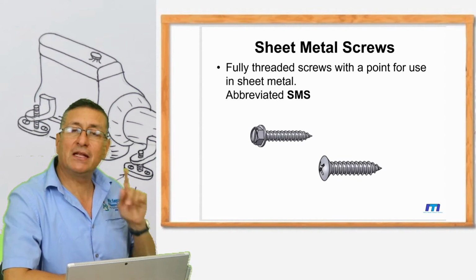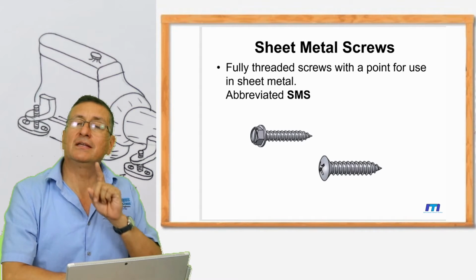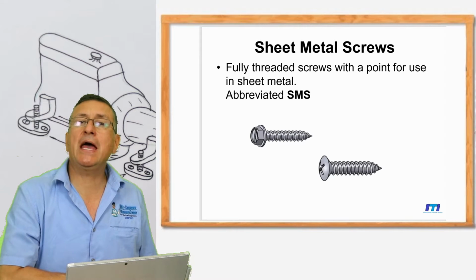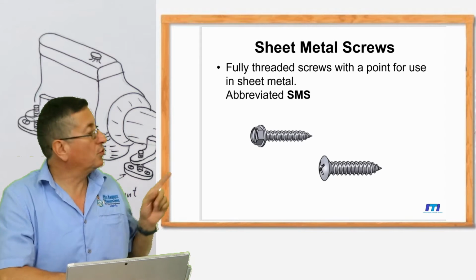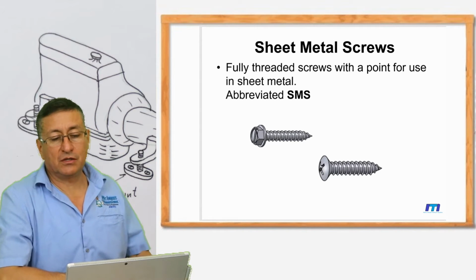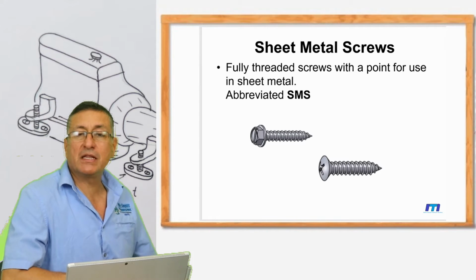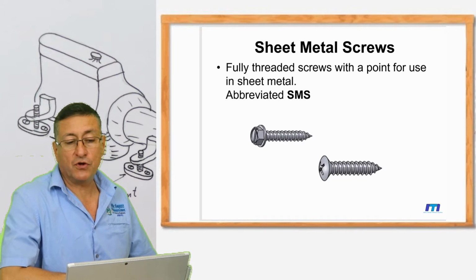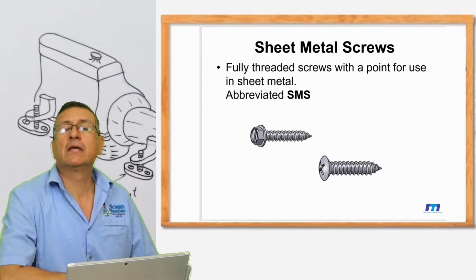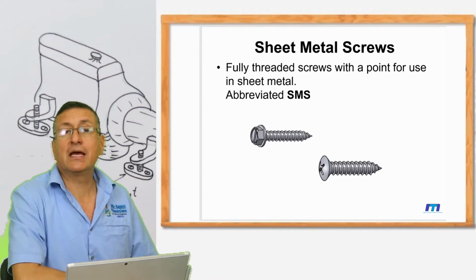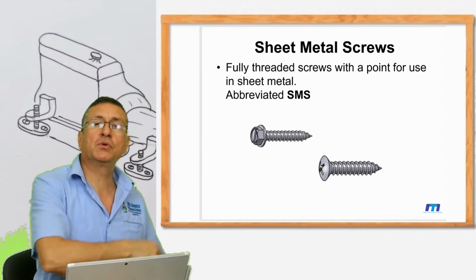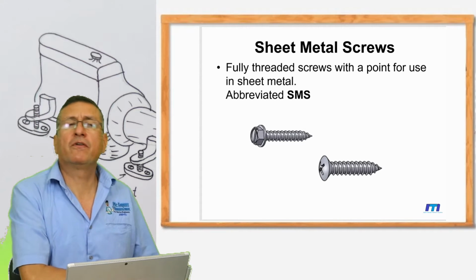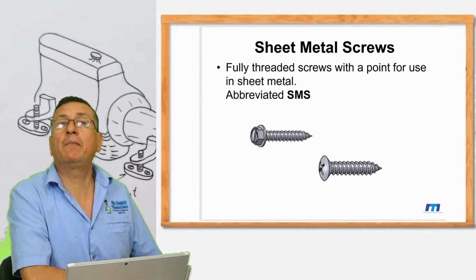And look at this. This is a special situation. This is a screw that can be used in metals. In metals, normally the appliance use those type of screws. Those are sheet metal screws, fully threaded screws with a point for use in metal, in sheet metal. Yes, the point at the end helps to introduce the screw on the metal. It's commonly used in the cover of air conditioning equipment, in the cover of appliance.